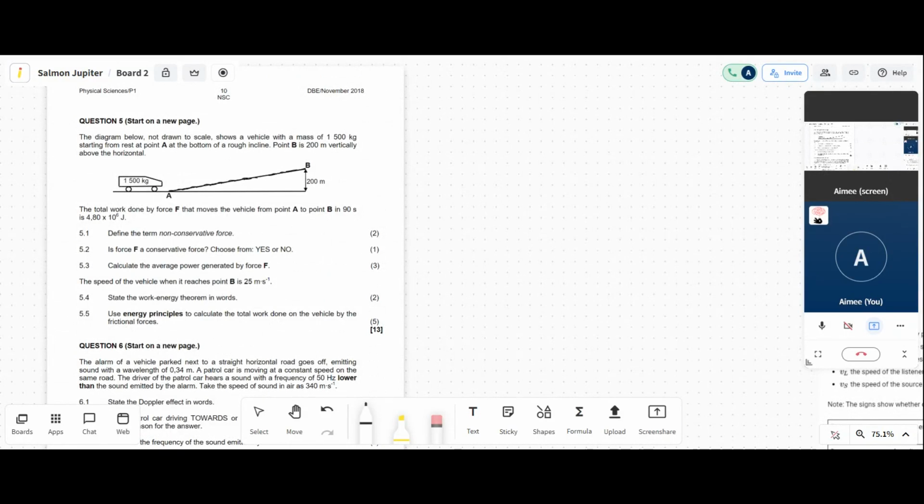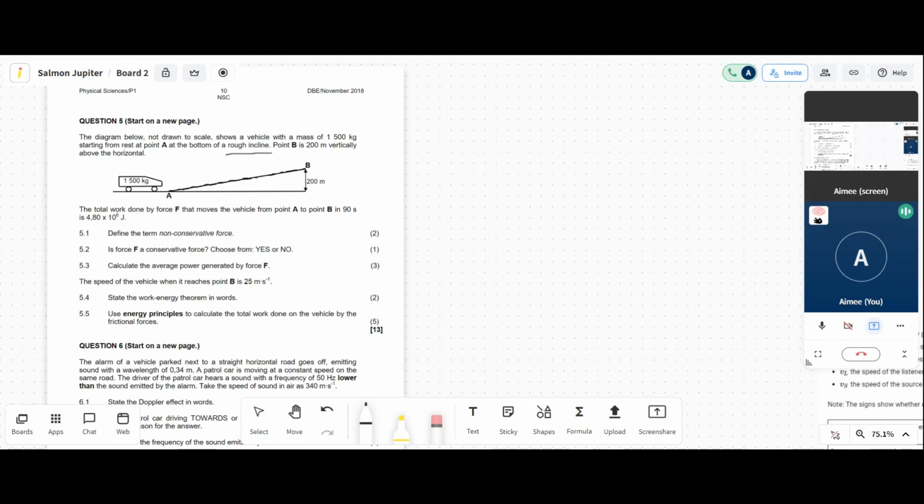Question 5. So, the diagram below is not drawn to scale and it shows a vehicle with a mass of 1,500 kilograms starting from rest at point A at the bottom of a rough incline. Okay? Whenever you see the word rough, it means that friction is there. Smooth means no friction. Rough means yes, there is friction. Okay? It says point B is 200 meters vertically above the horizontal.